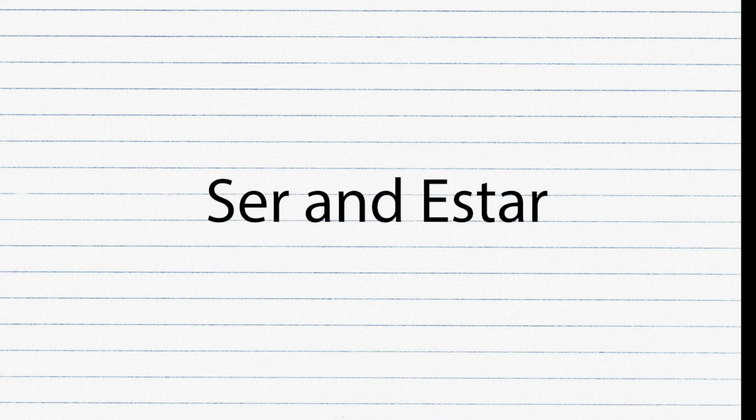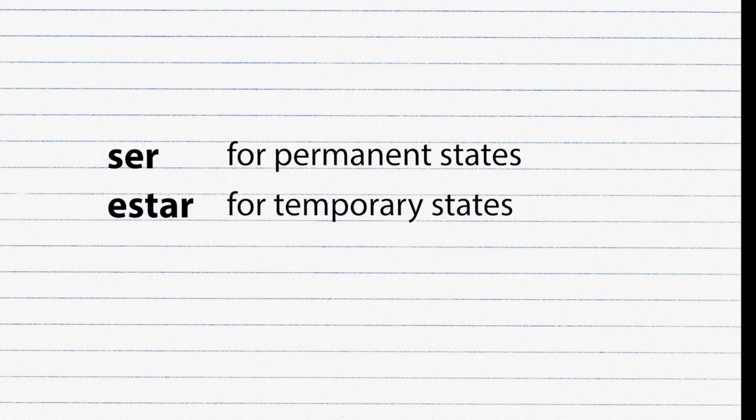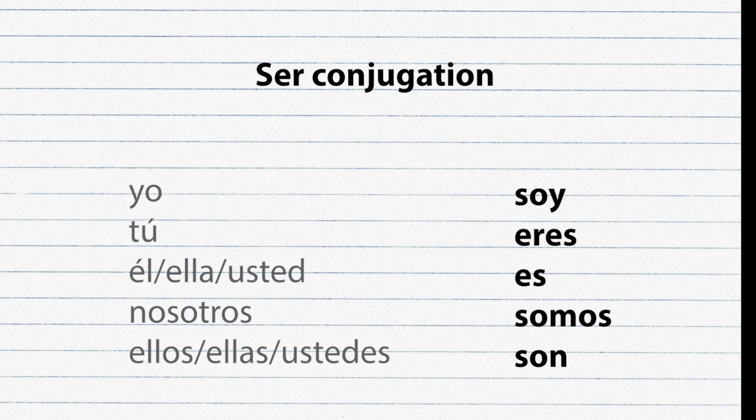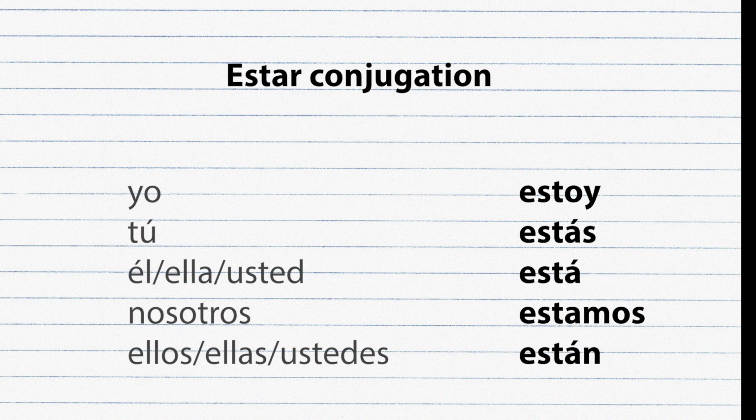In order to make some simple sentences, we need to learn the be verb in Spanish, ser and estar. The verb ser and estar both mean to be, but ser is used for permanent states and estar is used for temporary states. And both verbs are irregular verbs. We will talk about the verbs and verb conjugations later in the video. Soy, eres, es, somos, son. Estoy, estás, está, estamos, están.